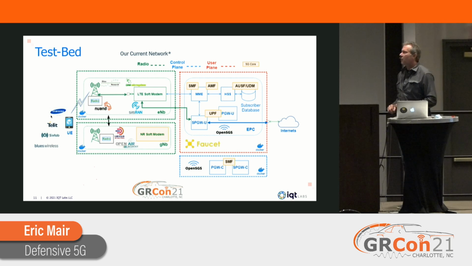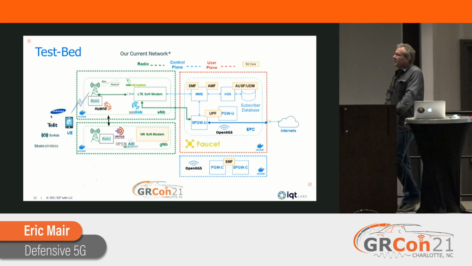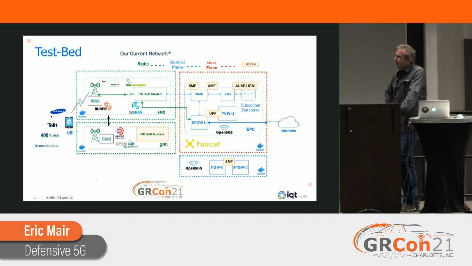So this is our current network, more or less, what we have going today. As you can see, we've broken out the different network functions. The colored boxes here indicate how we've broken them out, and we're running them in different containers. For example, the radio functions are in the green, user plane functions are all in the red, and our control plane functions are in blue.